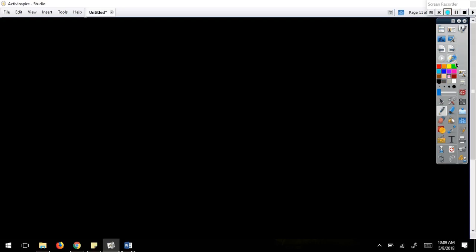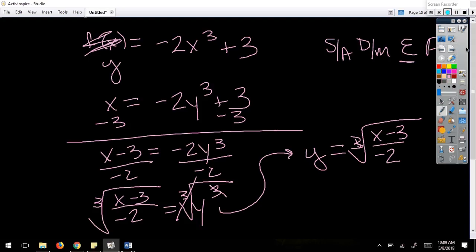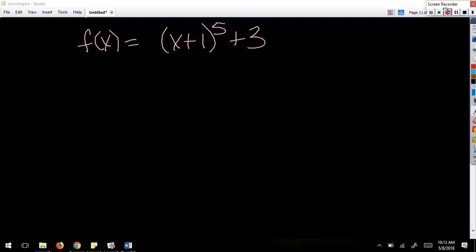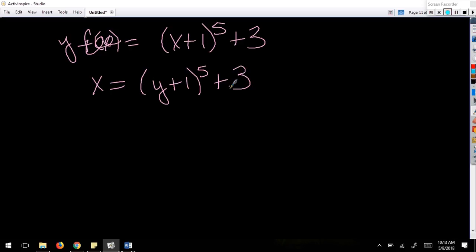Go back to which one? The last one we did? Minus 3 first because it's parentheses. Well, first what are you going to do? Oh, so switch it. So it's going to be x equals, because this is really y, x equals y plus 1 to the 5th plus 3. So if you need to, write SADMAP at the top of your paper to remember, because those parentheses are always last. Minus 3. Minus 3, that's exactly right.